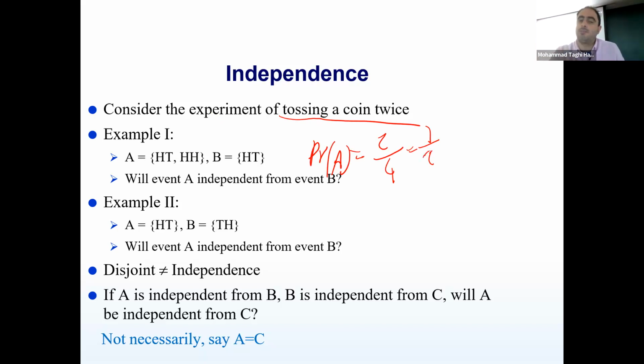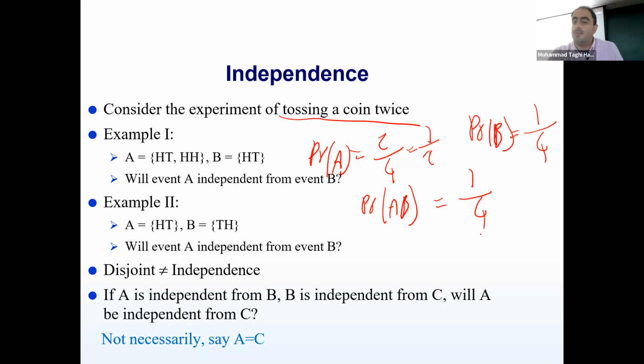What is the probability of B? Probability of B is 1 out of 4, because HT over this, which is 1/4. What about probability of AB? A and B here have an intersection. So it would be essentially HT, and HT is happening with probability 1/4. Now, is 1/2 times 1/4 equal to 1/4? No. So it means that A and B are not independent.